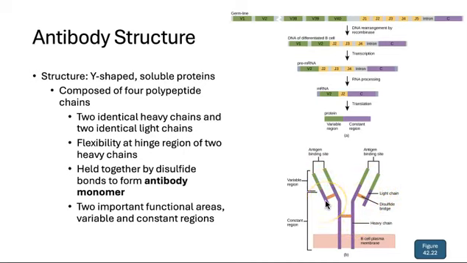Now they will be flexible because they have a hinge region of those 2 heavy chains, and they're held together in the center with a disulfide bond. And this forms our antibody monomer. Remember, mono means 1, so this is 1 antibody here. And there are 2 important functional areas similar to our B cell receptor. We've got that constant region and the variable regions over here.